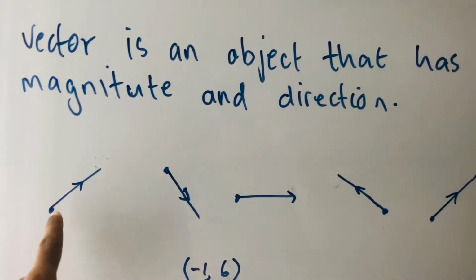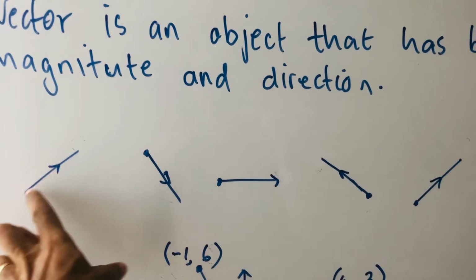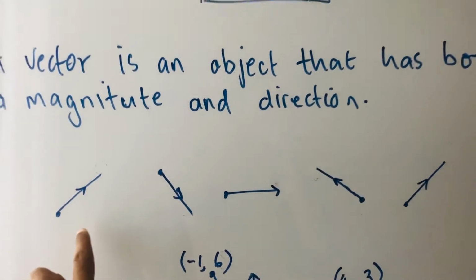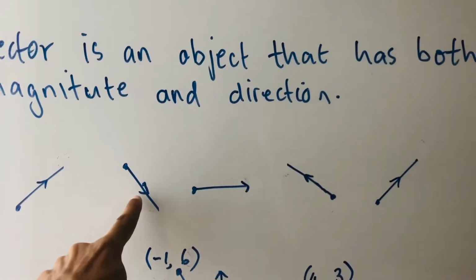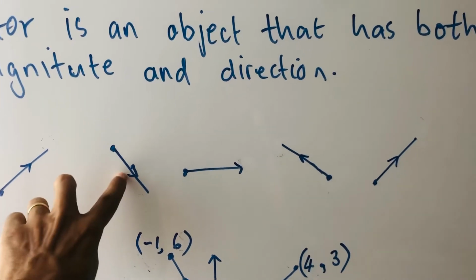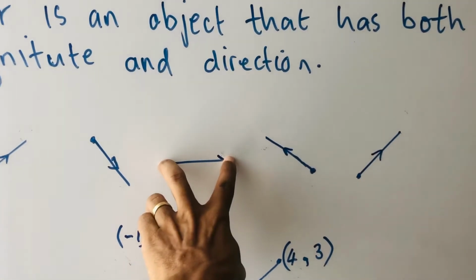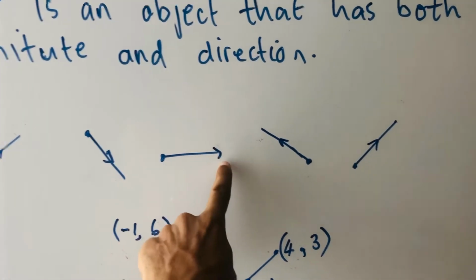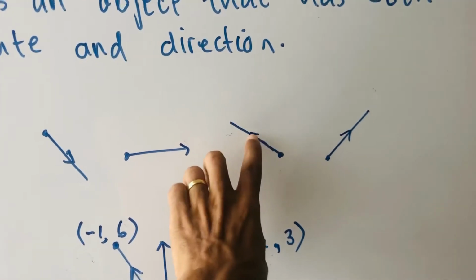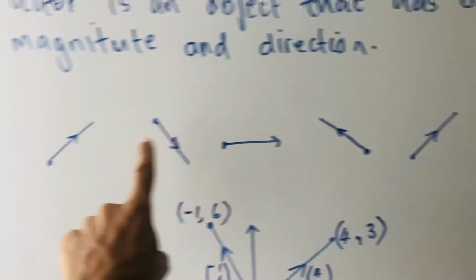These are all vectors because this line can be measured. It has a distance and it has direction. This line has a distance and it has direction. This line has a distance and it has direction. And you see, these are all vectors.